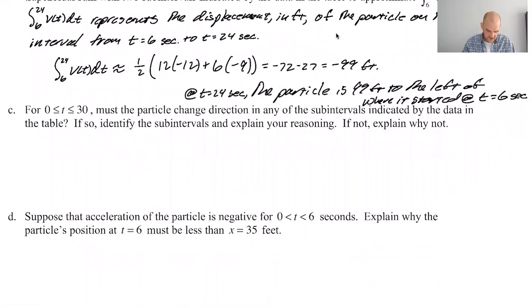All right. For 0 to 30, must the particle change direction in any of the subintervals indicated by the data? If so, identify the subintervals and explain your reasoning. If not, explain why not.